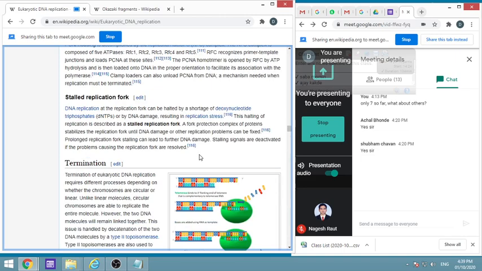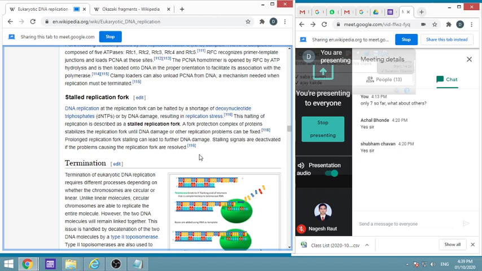Then lastly is the stalled replication fork. DNA replication can be halted, can be stopped for some time, just like a pause button, by a shortage of deoxynucleotide triphosphates, which are the energy source, or by DNA damage, and thus it causes replication stress, and this is called a stalled replication fork.